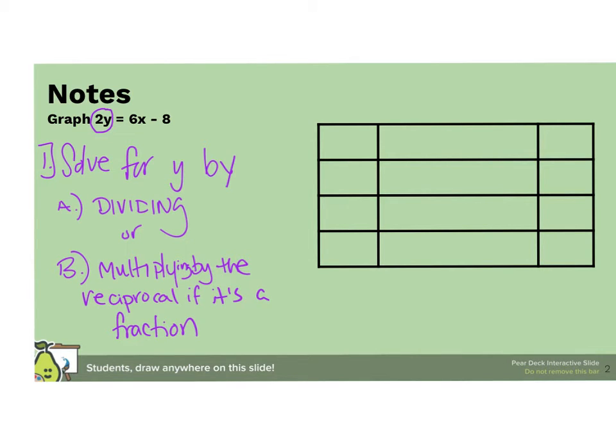Okay, so for this problem, since it's not a fraction, I'm going to write it down here again. 2y equals 6x minus 8. I want this to just be y equals, not 2y. So I need to get rid of the 2. So I'm going to divide every term by 2. So now I have y equals 6 divided by 2 is 3. Bring down your x, minus 8 divided by 2 is 4. So this is what I'm graphing. Y equals 3x minus 4.